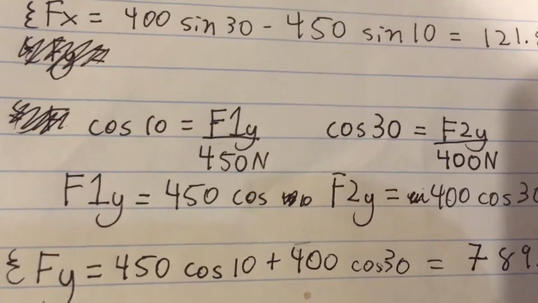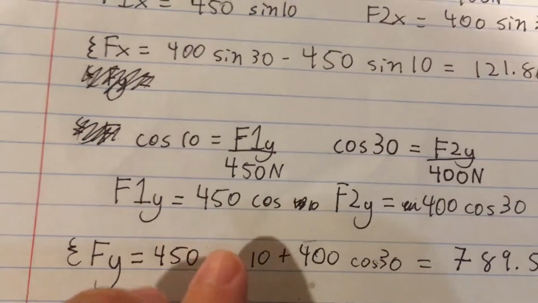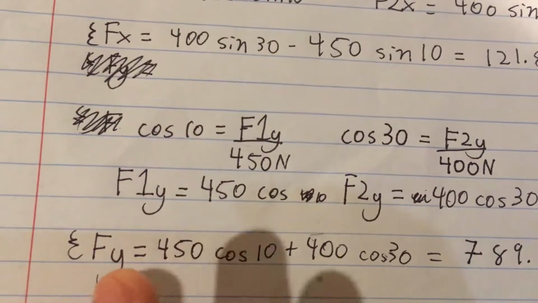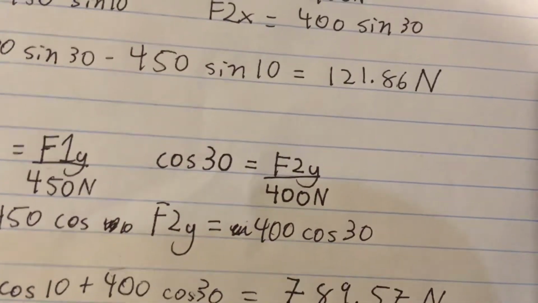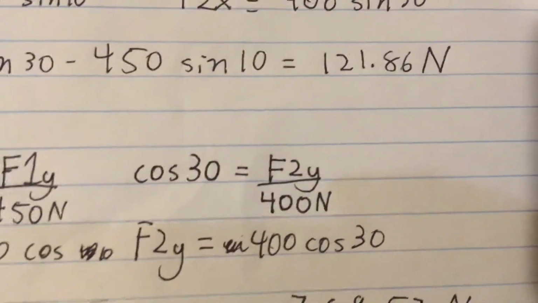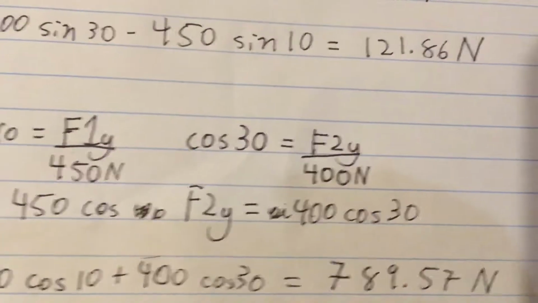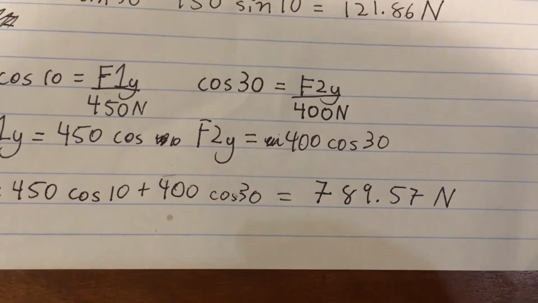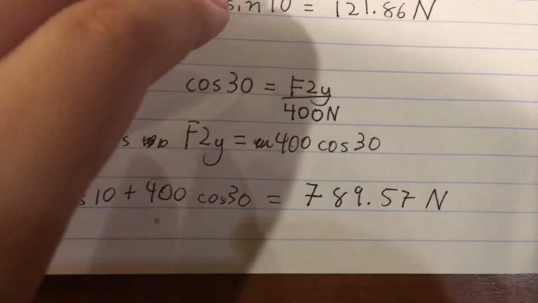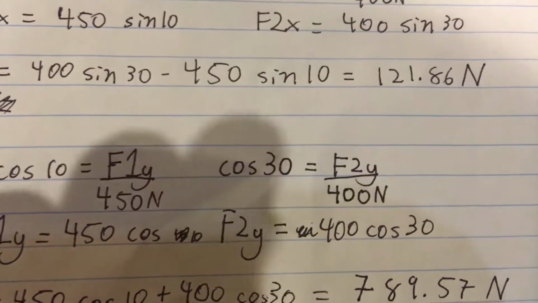Here we use cosine to find y. Here we have cosine of 10 times 450 is F1's y, and we just have to replace the 10 with 30 and the 450 with 400 for F2's y. Add them up and we get 789.57 newtons. To solve this, we're going to have to use the Pythagorean theorem to get the final force.